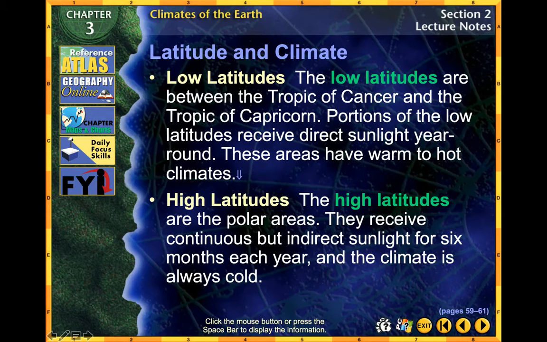Now, the Earth's polar areas are called the high latitudes. When either the northern or the southern hemisphere is tilted toward the sun, its polar area receives continuous but indirect sunlight. From about March 20th to about September 23rd, the polar area north of the Arctic Circle experiences continuous daylight or twilight. The polar area south of the Antarctic Circle experiences continuous daylight or twilight for the other 6 months of the year. So they alternate which one gets all the daytime and all the nighttime.